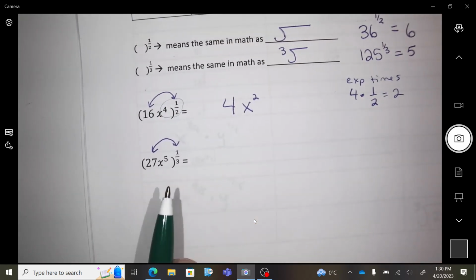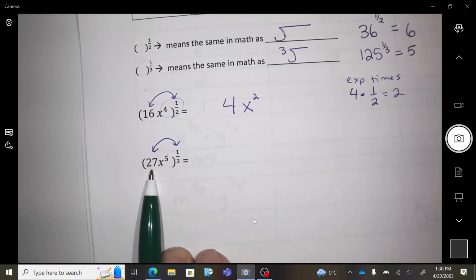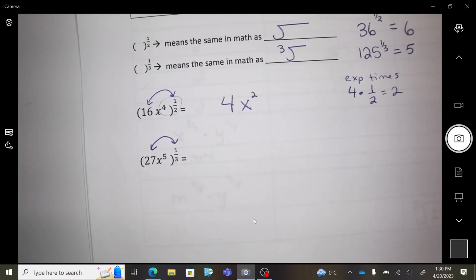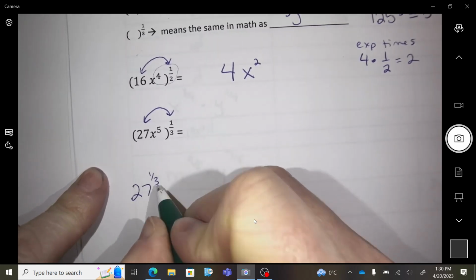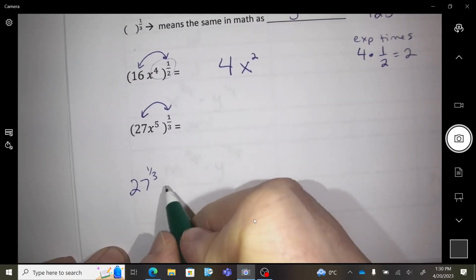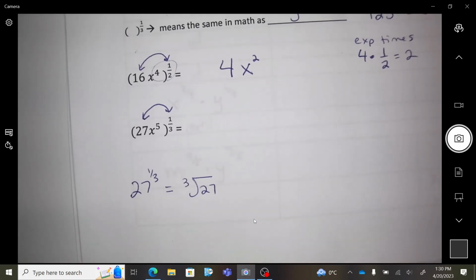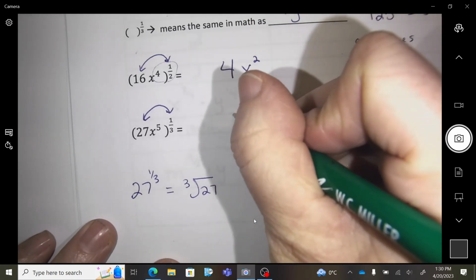Okay, ready? Coefficients always have the regular math. So coefficient to the 1/3. What is 27 to the 1/3? So AKA, it's the same as doing the cubed root of it. So that is a 3.